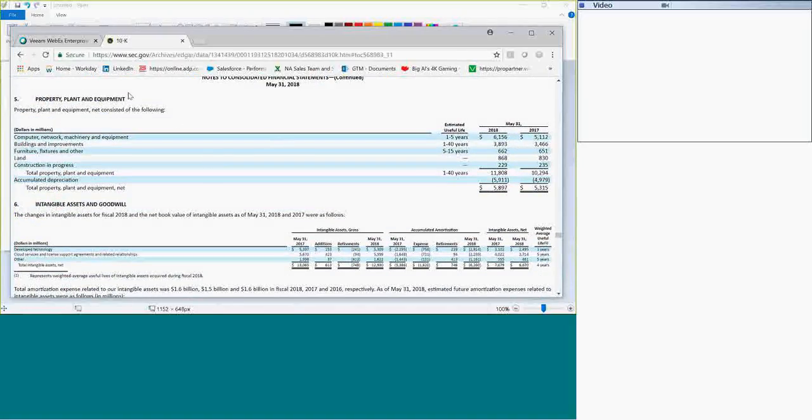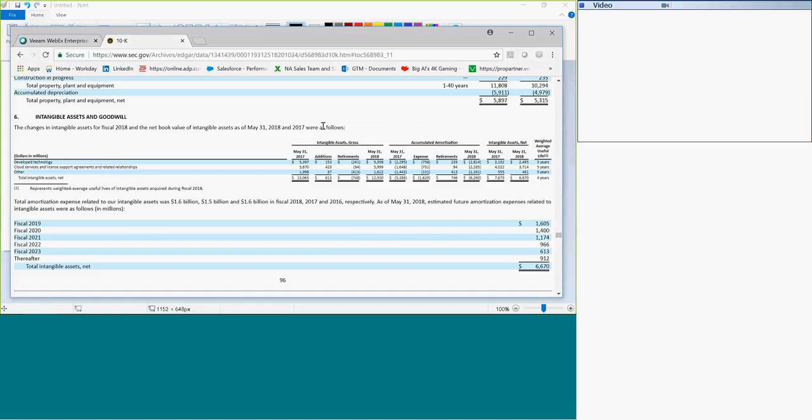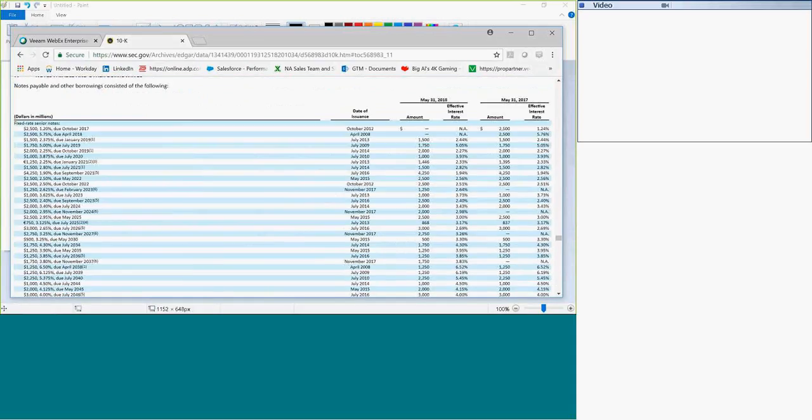They have PP&E listed in here. They tell you what the estimated useful life is. They tell you what the value is. So you get their plant and equipment plus the accumulated depreciation to get the net amount. Their intangible assets, so how much did they capitalize in terms of technology, support agreements, and stuff like that. I mean, this is really good stuff, right?